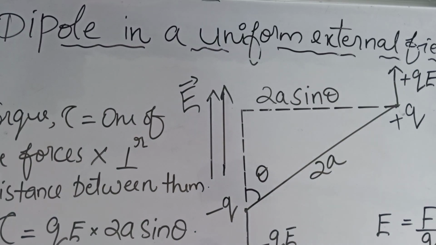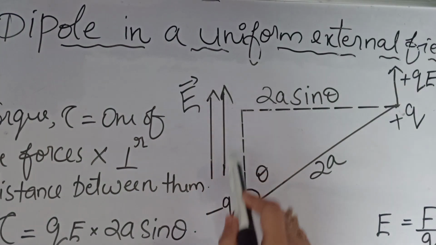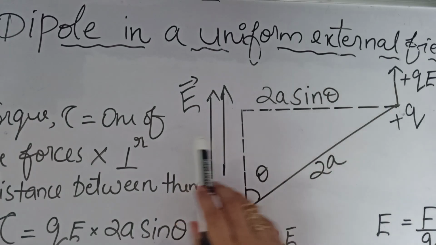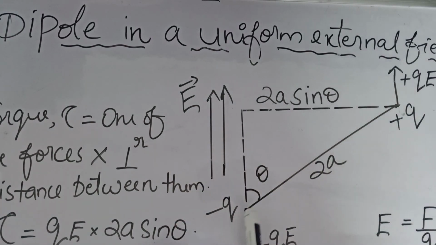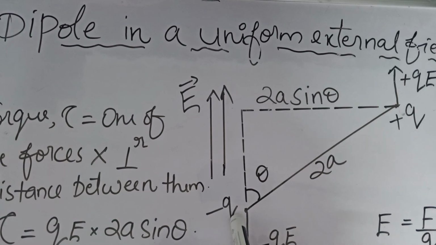In such a uniform electric field, we are placing a dipole. So here we can see this is the direction of the electric field. Throughout, the electric field is there, and we are placing a dipole in that field. So minus q charge is here, plus q charge is here. Then the distance between these two charges is 2a. So this is our dipole. We are just placing that dipole in a uniform external field.